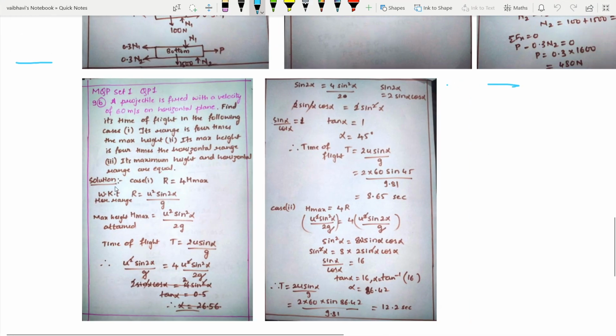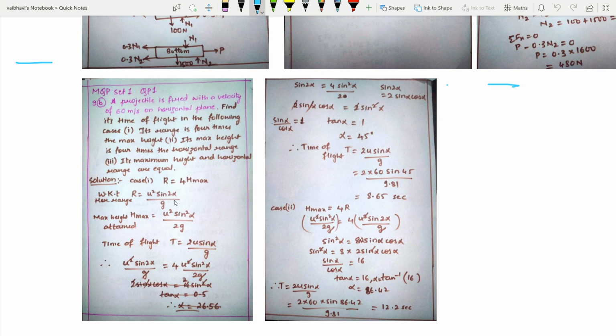So for the first case, we know that the horizontal range R is equal to u square sine 2 alpha by g, and the maximum height attained is u square sine square alpha by 2g. Time of flight is 2u sine alpha by g.